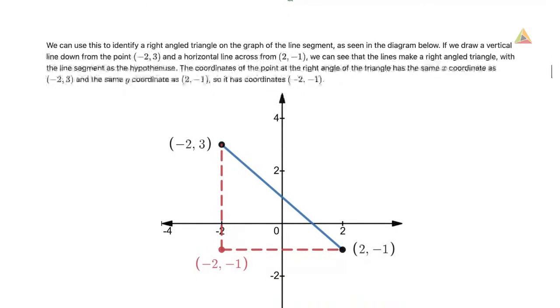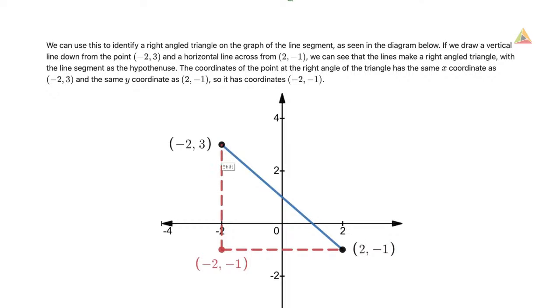So we can use this to identify a right angle triangle on the graph of the line segment as seen in the diagram below. If we draw a vertical line down from the point -2, 3, and a horizontal line across from 2, -1, we can see that the lines make a right angle triangle. Okay, so I'm just going to explain what's going on here. The line in blue is the line that you're given.